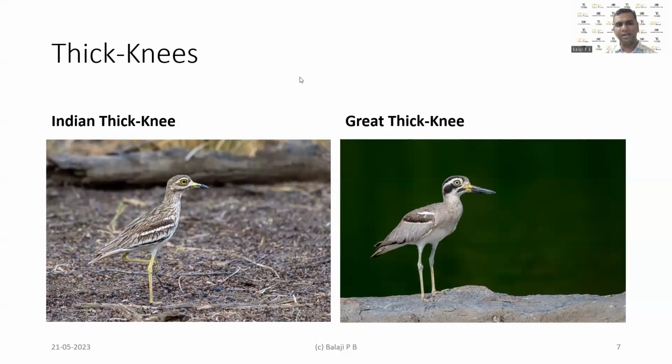We did not spend much time on thick-knees because they are a group of birds which are easily told apart in the field. You don't need much help in identifying these birds or telling them apart. They're very unique looking birds, mostly nocturnal in habit, but Indian thick-knee is mostly nocturnal. They're slightly sluggish during the daytime. Great thick-knees are active during the daytime as well.